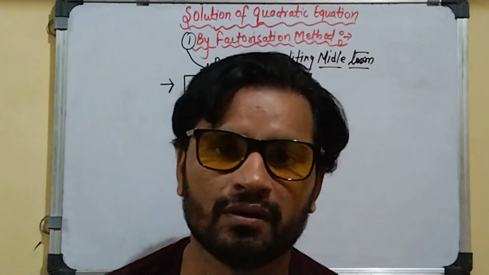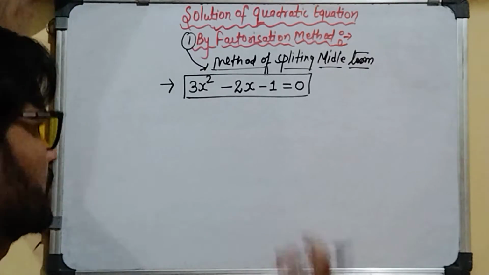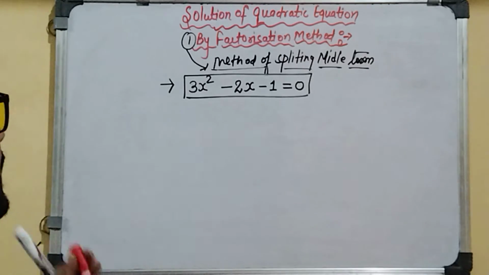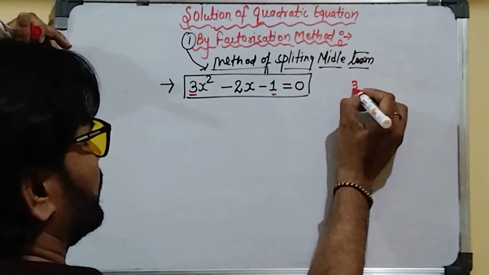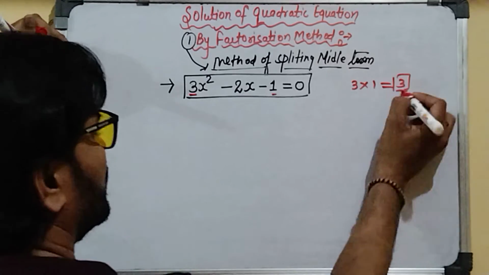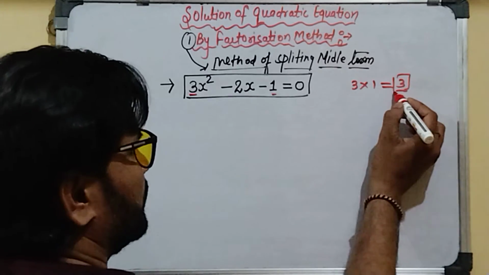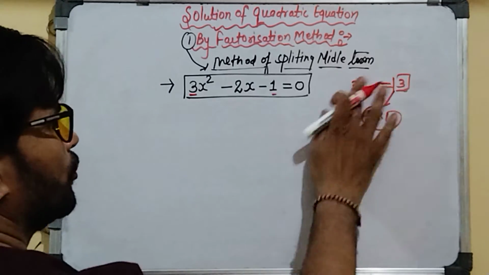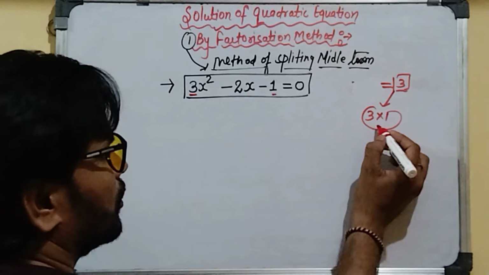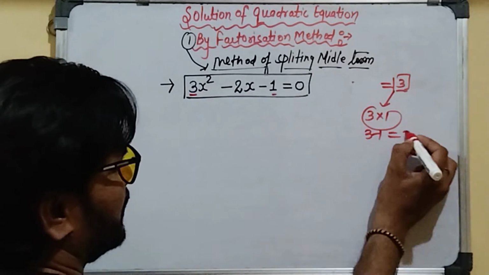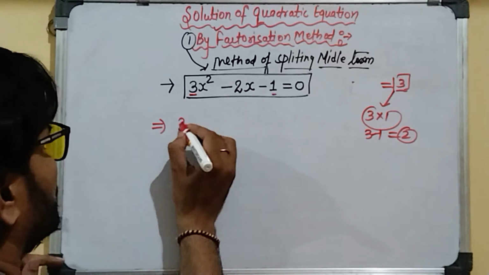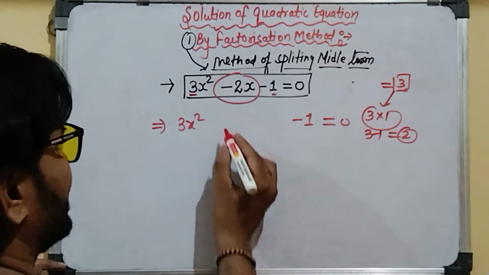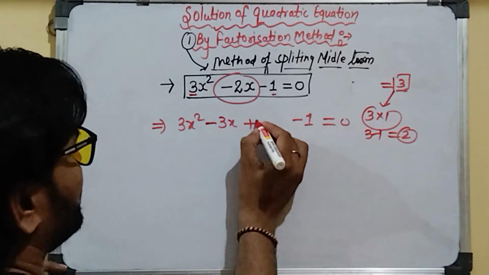Now we take the second example. The second example is 3x square minus 2x minus 1. How can we solve it? First of all, multiply the first term and the last term, that means 3 ones are 3. What will be the possible factors of 3? 3 ones are 3. There is only one factor pair. So from this factor pair we get 2. If we subtract 3 minus 1, then we get 2. So how can we write it? 3x square and minus 1 is equal to 0, and minus 2x can be written as minus 3x plus x.